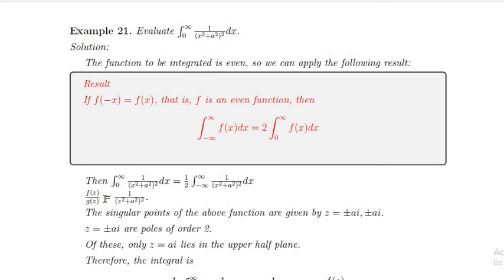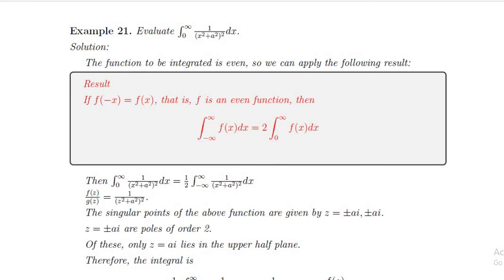Then, as in the previous problem, we can write f of z by g of z as 1 by (z square plus a square) the whole square. And we can calculate the singularities. Singularities are plus or minus ai, plus or minus ai. Then here z equal to plus or minus ai are poles of order 2. Here we have to see the pole which lies in the upper half plane, that is, z equal to ai lies in the upper half plane.